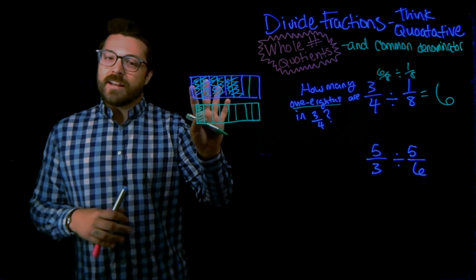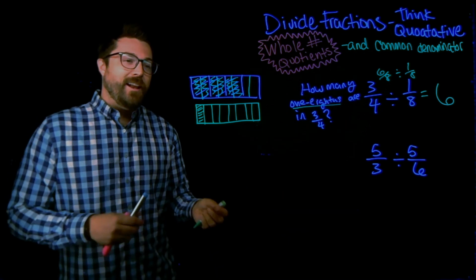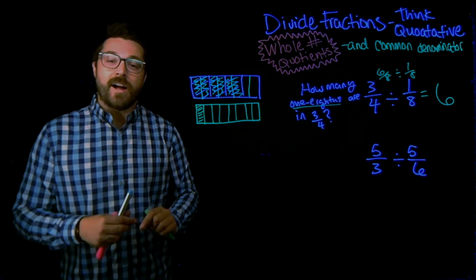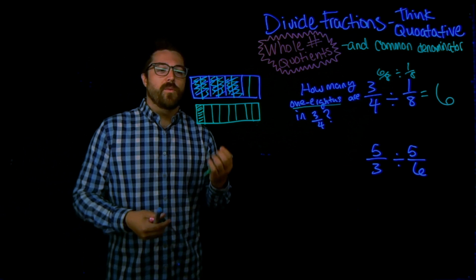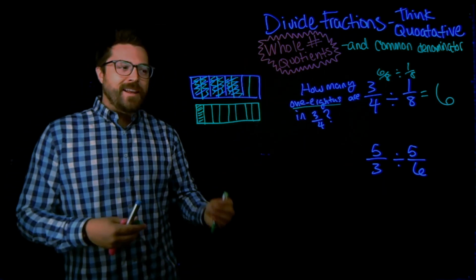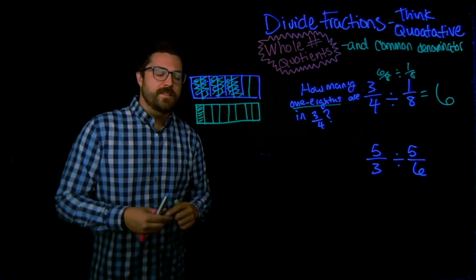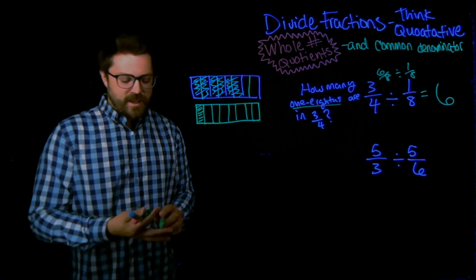So understanding it from this perspective can really help to build their reasoning and help them understand what the division of fractions and division with fractions really means. So again, think quotative. We ask, how many 1/8 are in 3/4? We can draw that model, we can count, and we can see that. All right, I'm going to do this with the next example.